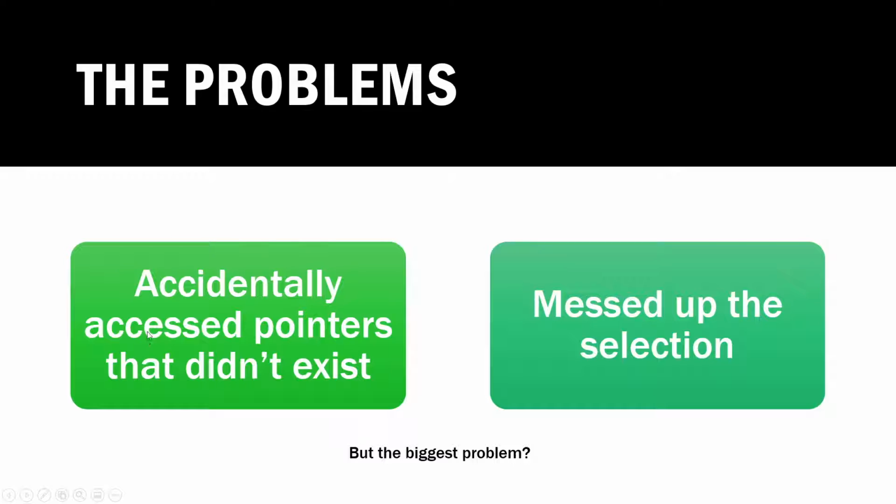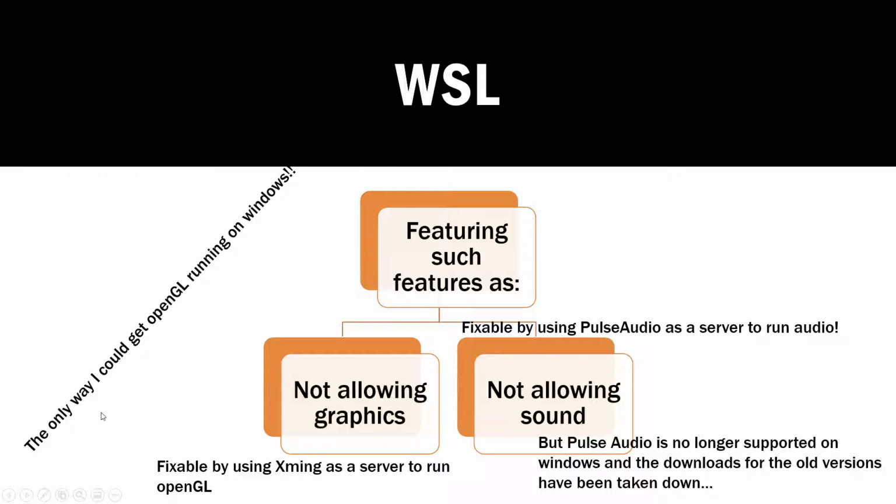I accidentally accessed these pointers that didn't exist. I had double allocated a single pointer, and I expected to do the other one. That's copy and paste, my problem. I also messed up selection. I used the clear color on the selection thing as red, and I judged them by how red they were. But neither of these were the biggest problem. WSL was the biggest problem.